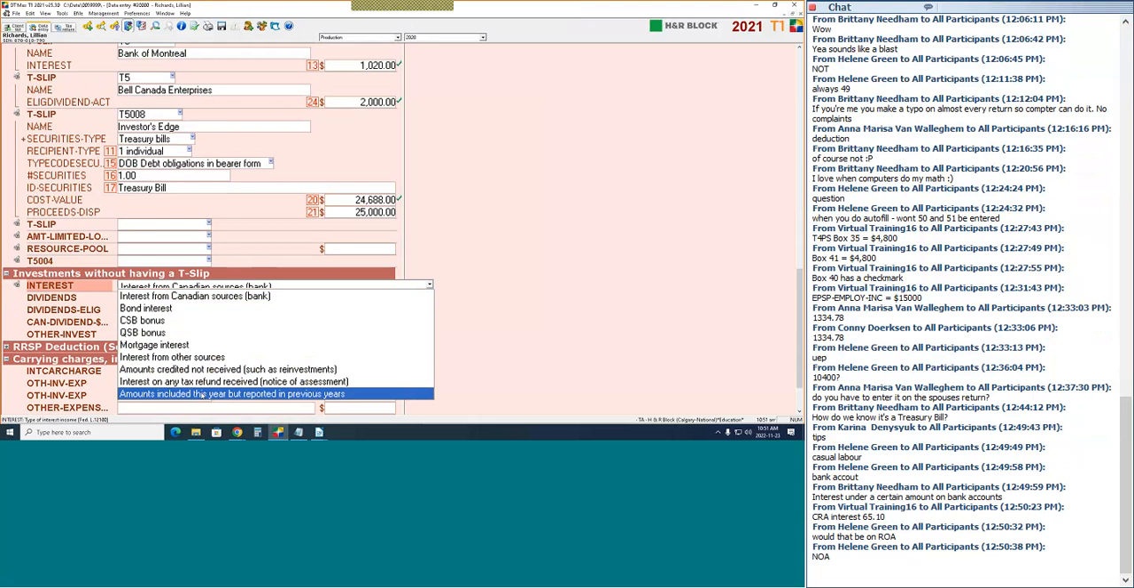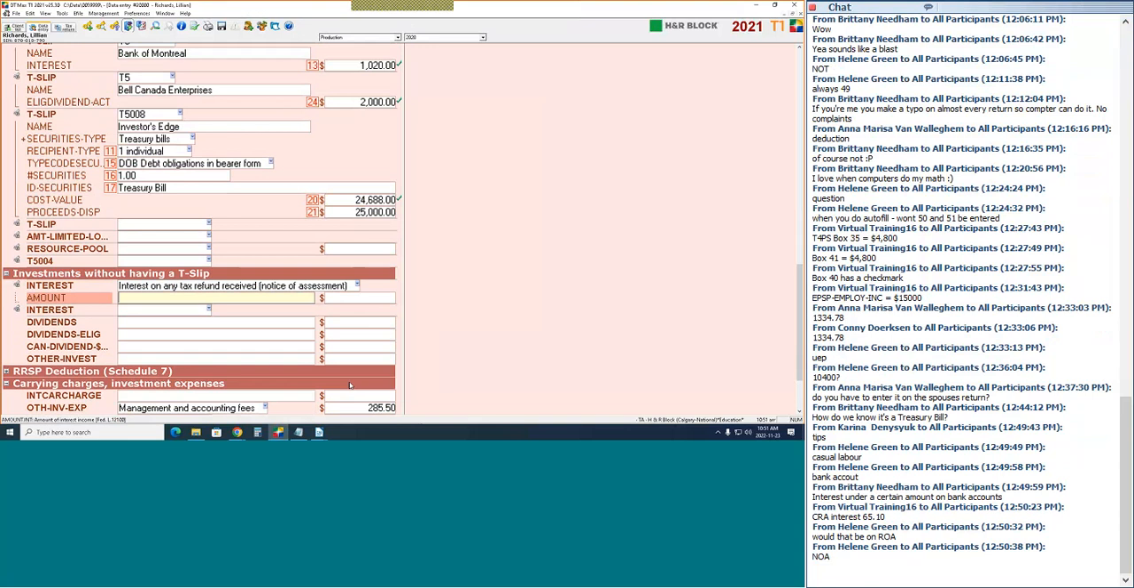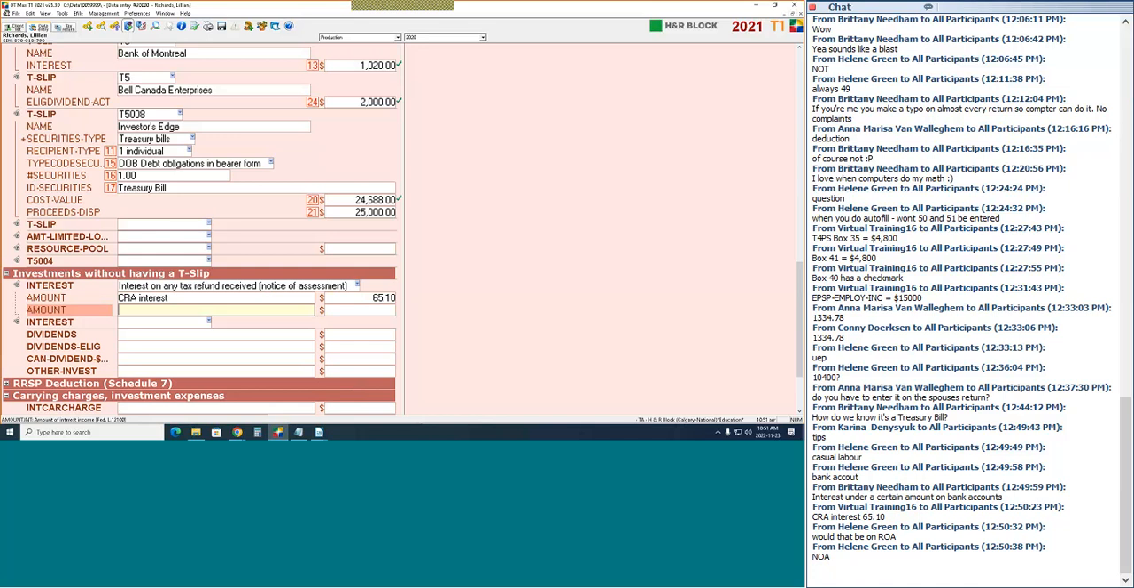Okay. So in this case, it's not Canadian Sources Bank. It's going to be interest on any tax refund received, notice of assessment. So if she had a tax refund notice of assessment, I'm going to CRA interest. I might say which year the assessment was from. If there was interest from there, I'm at $65.10. Good. It's not a tax slip. I don't need a check mark for it, but I do need to make sure I've entered it.